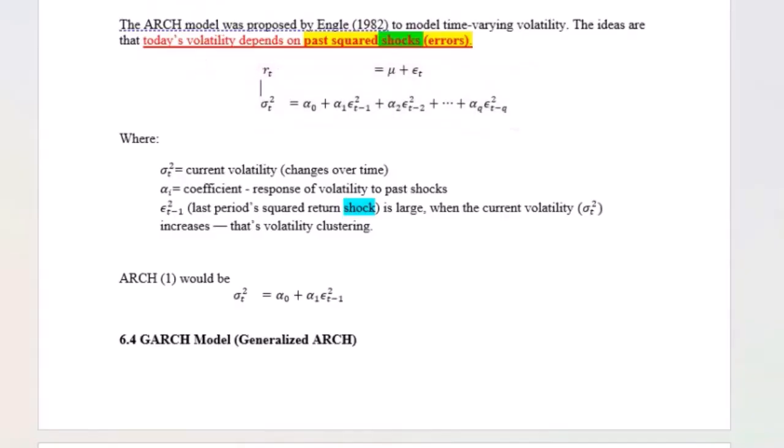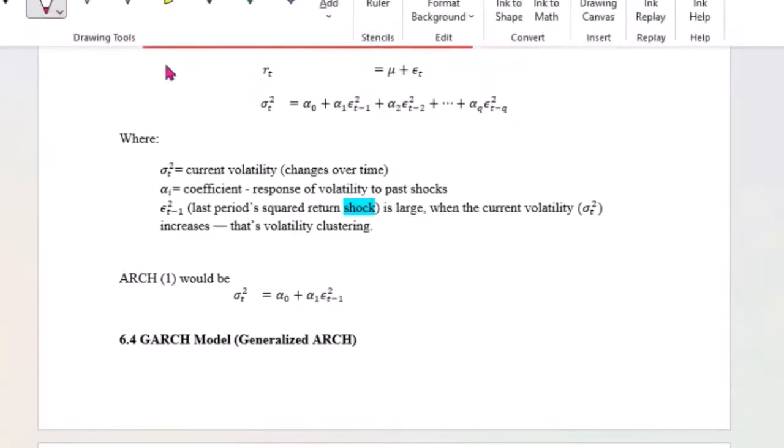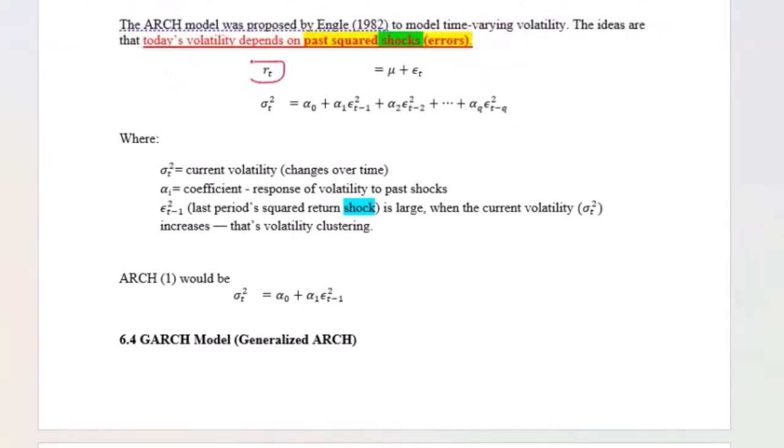So the simple representation in an equation is this. So this is the return. So this return here depends on, this is a shock, as error term. So the current volatility, or the volatility today, depends on the shock, on the previous period shock, and the error term.